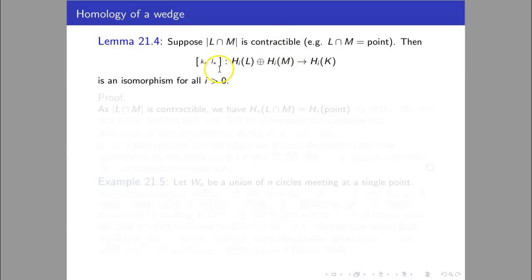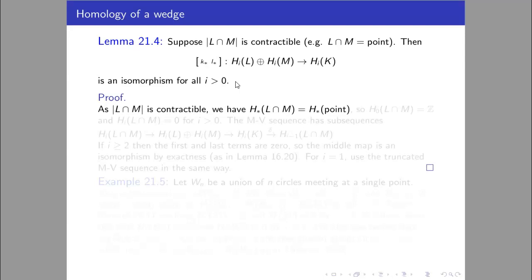Then the claim is that this map K star L star, that we've considered previously, from the homology of L plus the homology of M to the homology of K, is an isomorphism, at least when i is strictly bigger than zero. And that's not hard to prove.